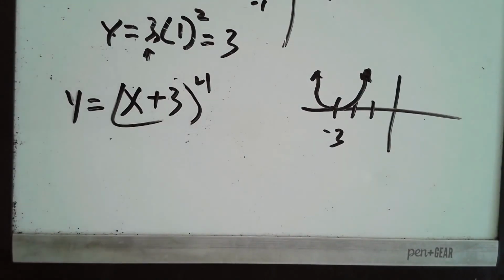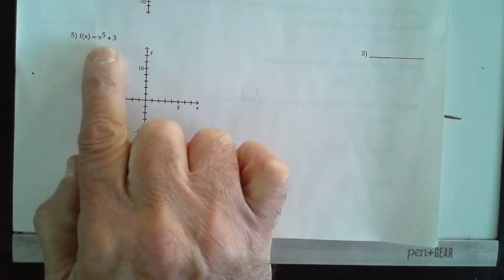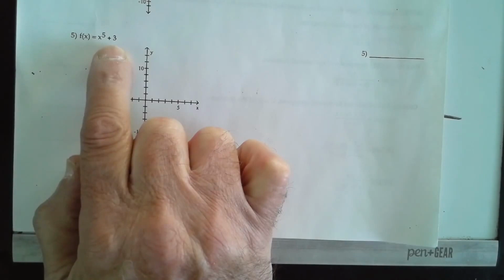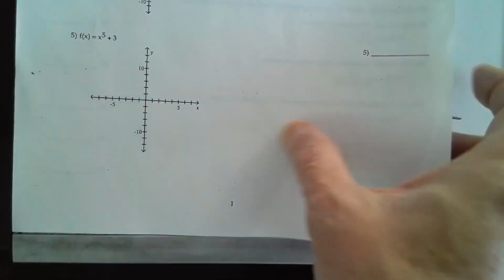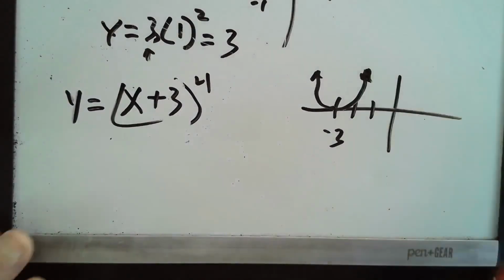All right. So what's this graph behaving like? X cubed. X cubed, and that's going to go up 3. All right, good. Does anybody need to see that graph, or are we okay with that?